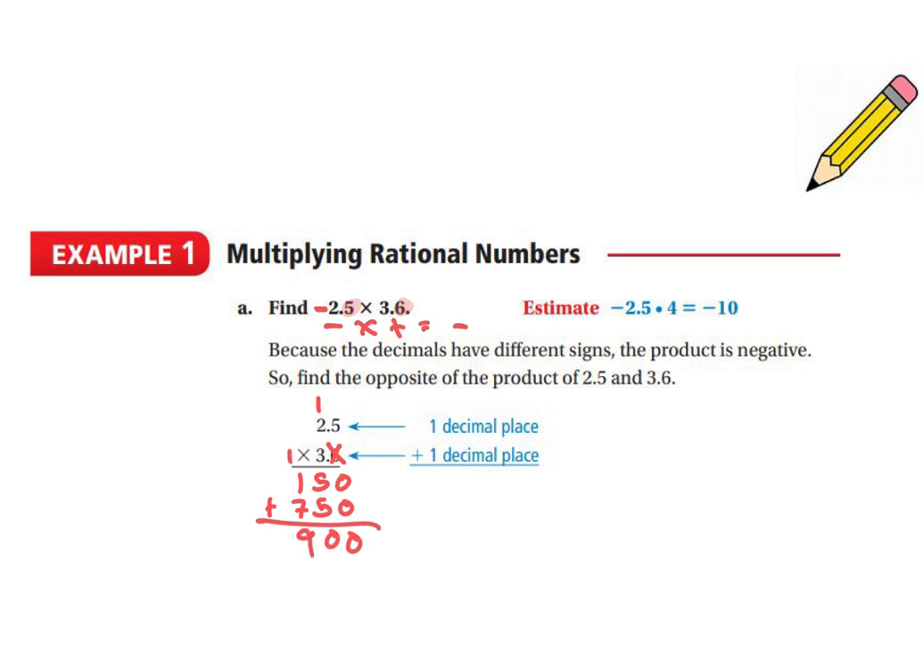And I get 900. But now in this situation, I had 2 digits after the decimal, so I'll need 2 digits after my decimal here. And my answer was negative because a negative times a positive is a negative. So in this example, I get a product of negative 9.